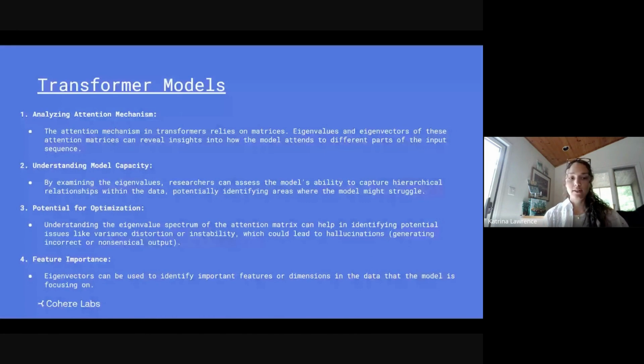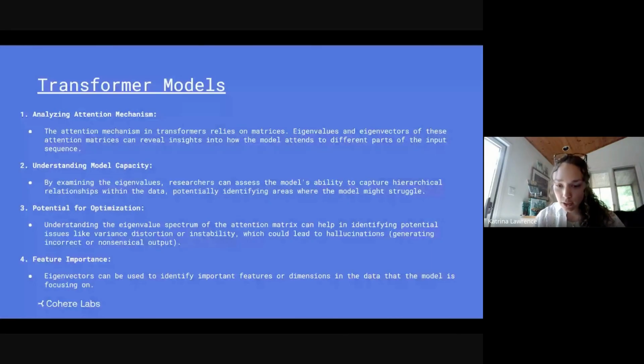So eigenvectors can be used to identify important features or dimensions in the data that the model is focusing on. So that kind of relates to our principal component analysis. Eigenvalues help us identify our principal components. And then once you know these principal components, those can represent important features in your data. So it really helps you tune your attention on what features to look at, and which dimensions of your data are most important.